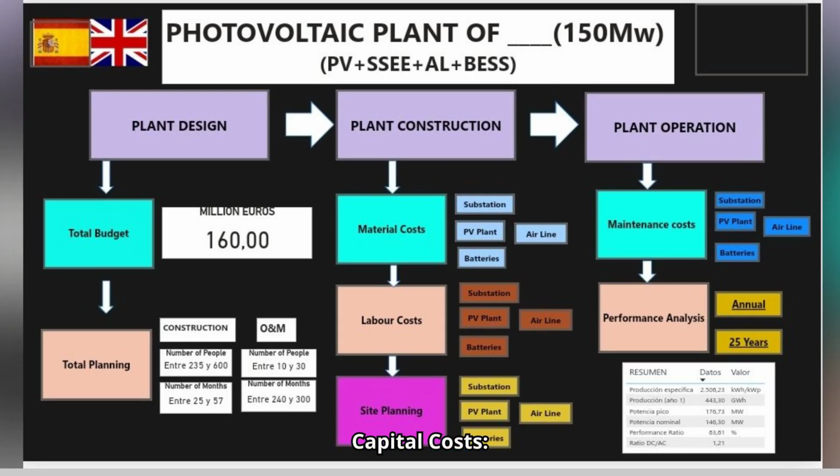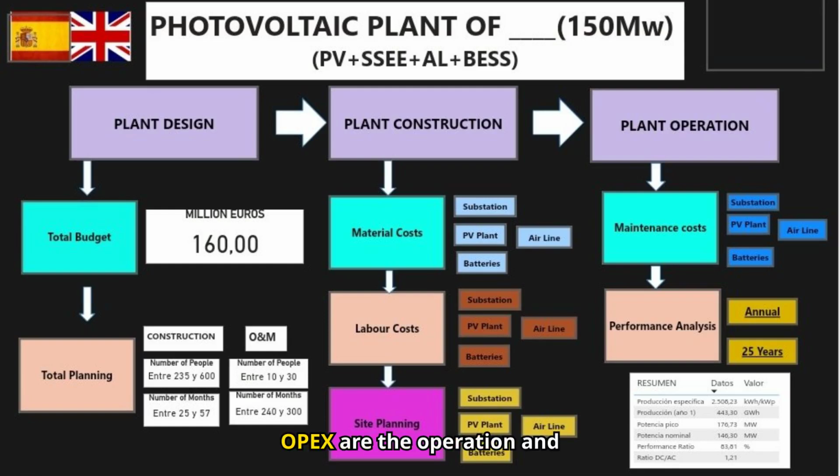Capital costs. CapEx includes the initial costs of the project, such as land acquisition, purchase and installation of panels, inverters, storage systems, and other infrastructure costs. Operating costs. OpEx are the operation and maintenance, O&M, costs to be covered during the lifetime of the plant. These include preventive maintenance, corrective maintenance, panel cleaning, and plant management.